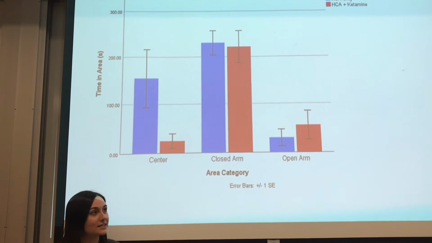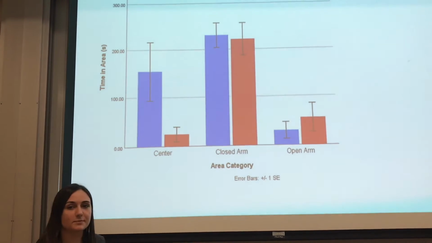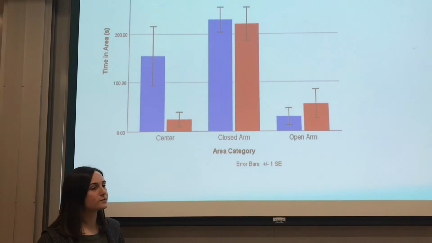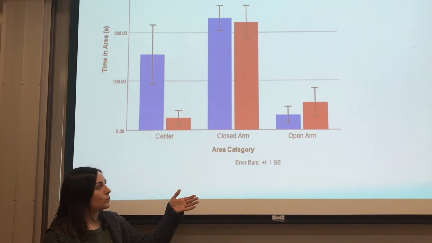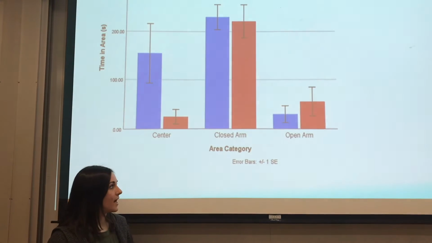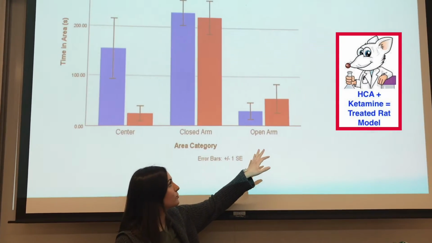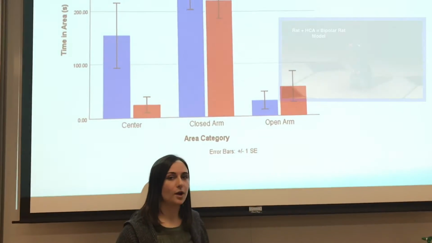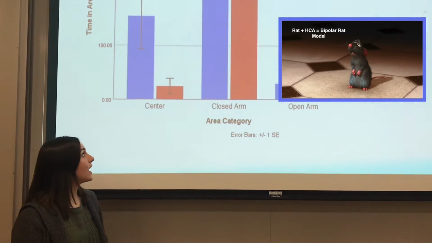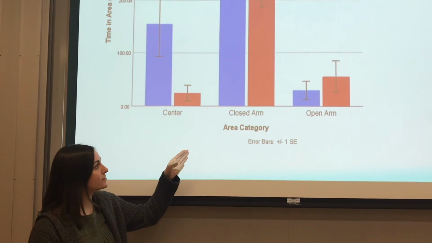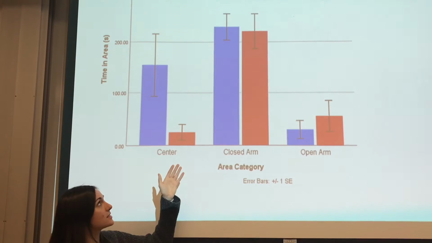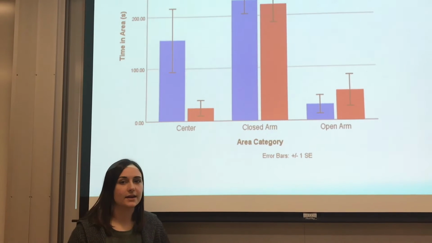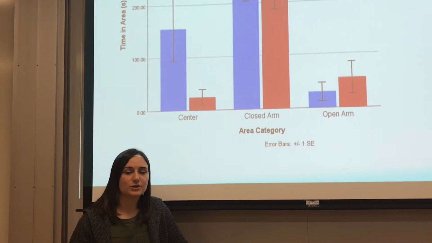There were no significant differences when we were analyzing the time spent in each area of the elevated plus maze. If we had a larger sample size, we may have seen significant results, but the trends that we did see reflected what we hypothesized, in that rats that were pre-treated with ketamine tended to spend more time in the open arm than HCA only treated rats, and the rats treated only with HCA spent a slightly larger amount of time in the closed arm and a much larger time in the center than the rats only pre-treated with ketamine.